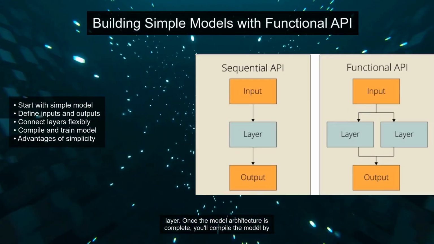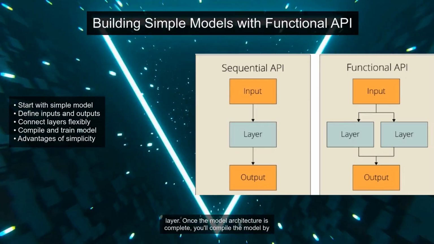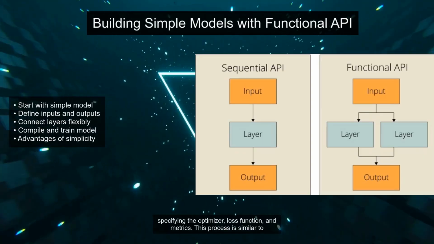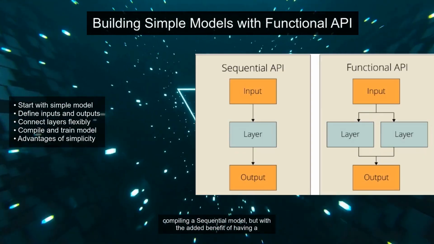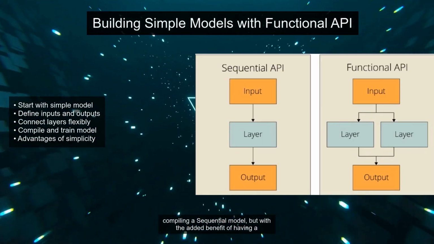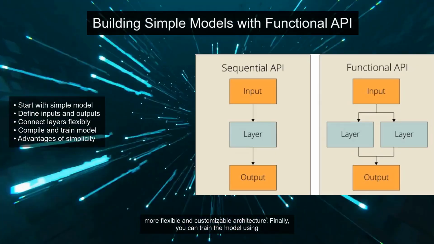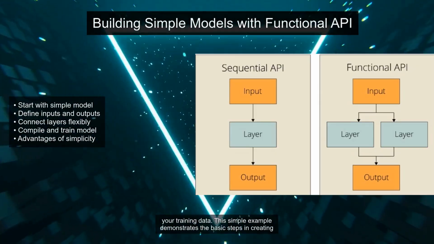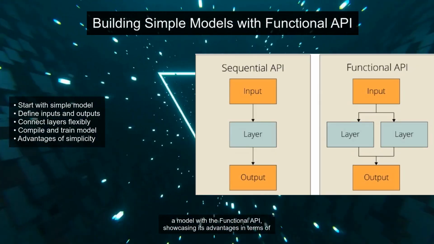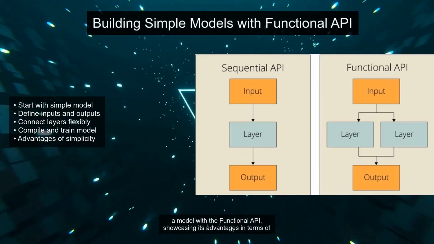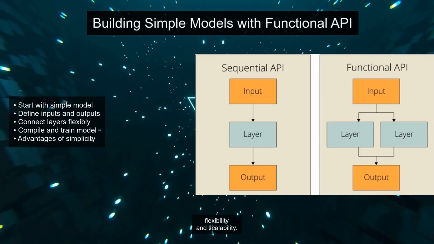Once the model architecture is complete, you'll compile the model by specifying the optimizer, loss function, and metrics. This process is similar to compiling a sequential model, but with the added benefit of having a more flexible and customizable architecture. Finally, you can train the model using your training data. This simple example demonstrates the basic steps in creating a model with the Functional API, showcasing its advantages in terms of flexibility and scalability.